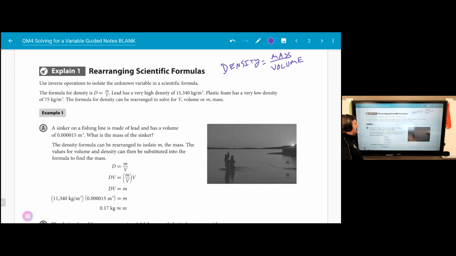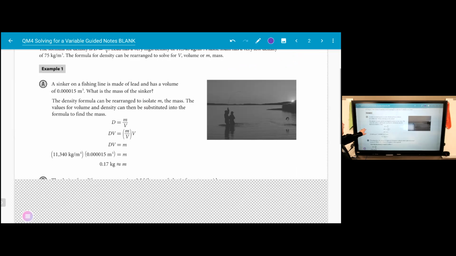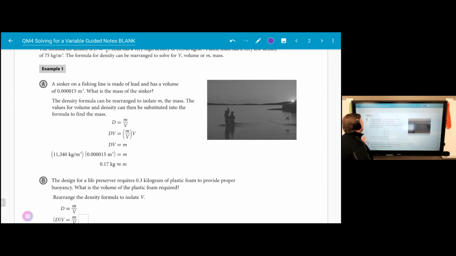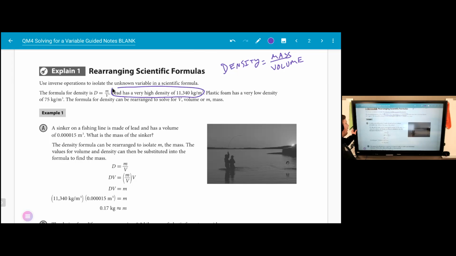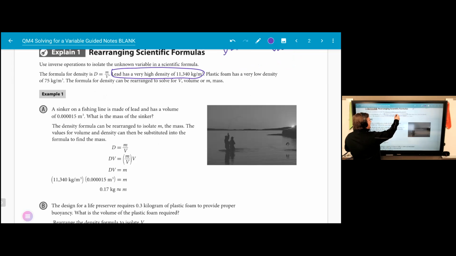The formula for density can be rearranged to solve for V or for M. Right now it's D equals, but we could get M equals or V equals. In this case, let's look at what we've got. A sinker on a fishing line is made of lead. We know the density of lead from right there, and it has a volume. We've got our density here. We've got our volume here. What don't we know of the three variables? Mass. What is the mass of the sinker?